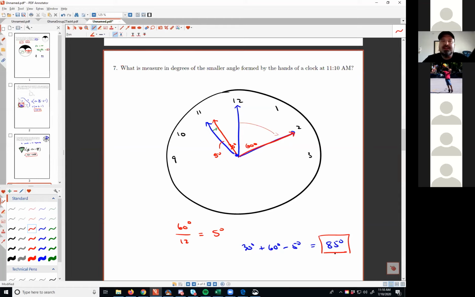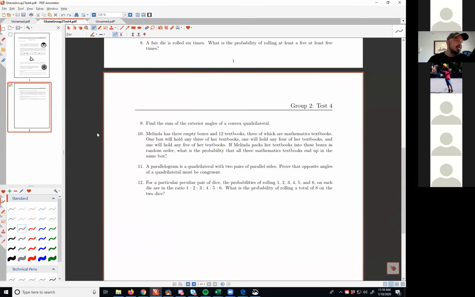So one of the hands is moving away at 6 degrees per minute. The other one's closing at 1/2 degree per minute. So they open up at 5.5 degrees per minute. So over a period of 10 minutes, the angle opens up 55 degrees. So 30 plus 55 is 85. So that's a second way to look at it. And I bet that's probably the more common way. Maybe, I don't know. Anyhow, let's take a look at number 9.